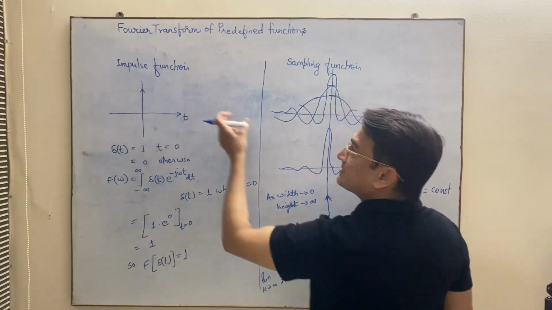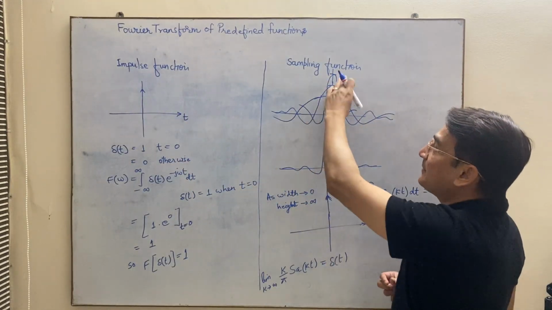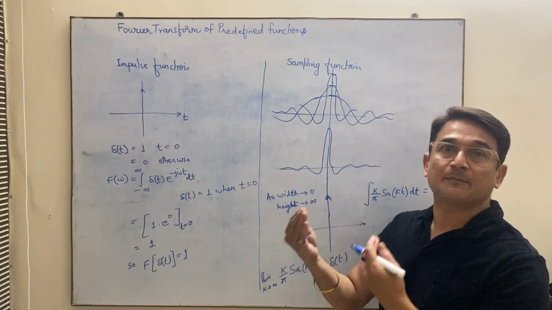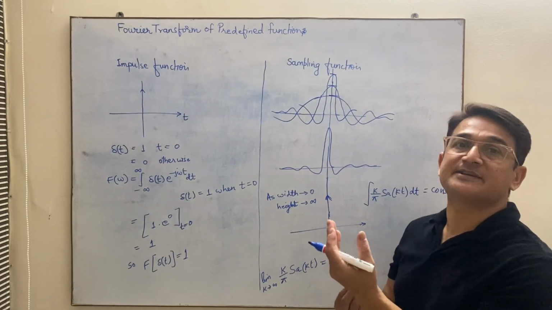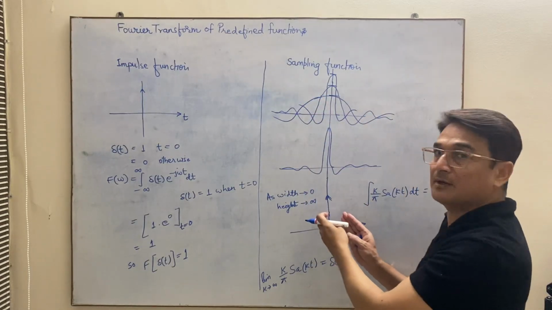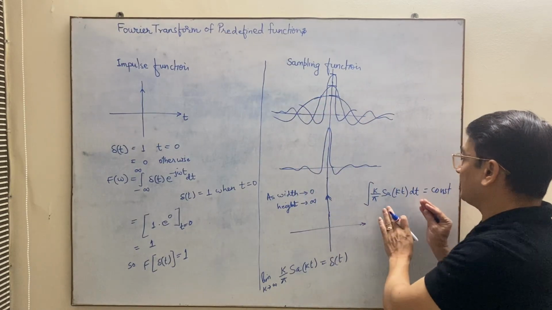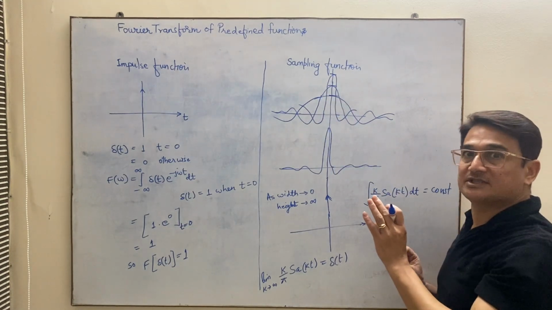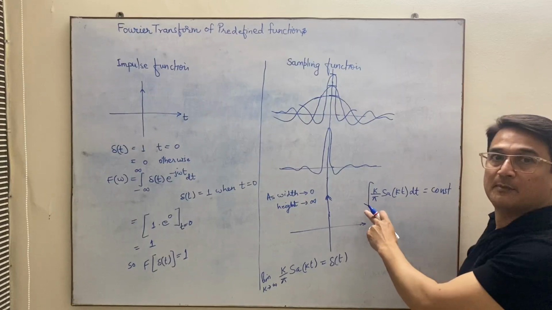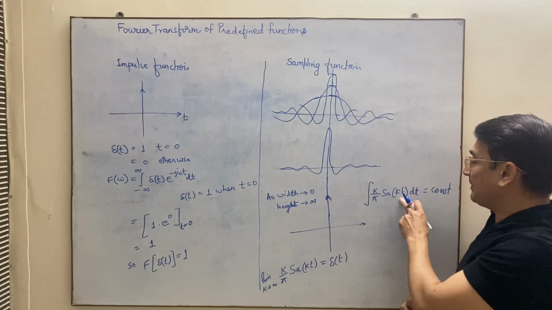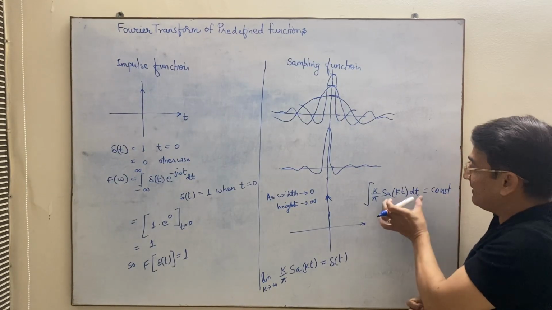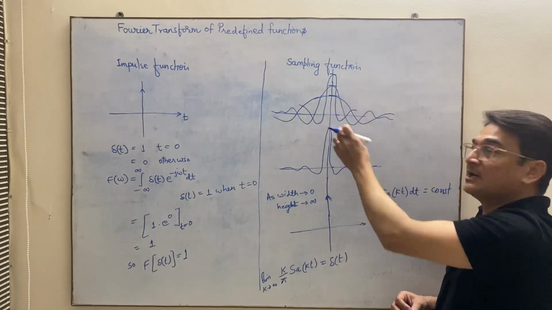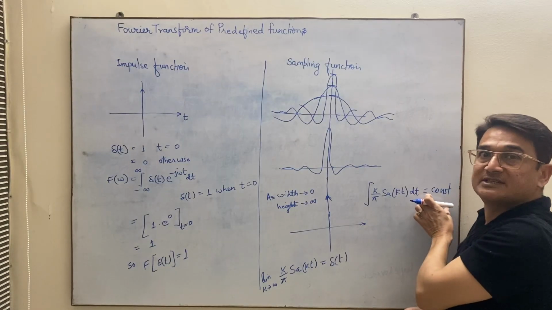You can see this is nothing but the impulse function. So the sampling function can be related with the impulse function with some limits. What limits? If the limit tends to infinity, this sampling function can become the impulse function. The area of the sampling curve will always remain constant. It can be defined mathematically by the integral of k by pi sampling of kt dt equals a constant, where k by pi sampling of kt dt is the area of the sampling curve. So this area will always remain constant.